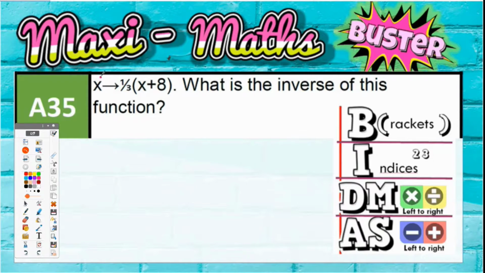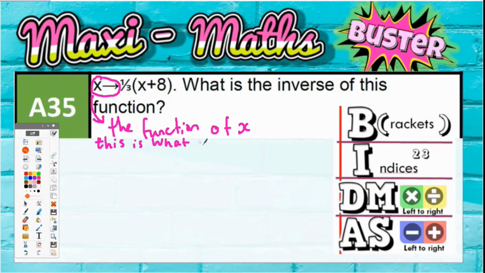Question 35. Remember, this x with an arrow basically means the function of x, and in maths, functions are basically operations that you do to a number. Well, this is what you do to x. So we better also say this is what you do to x. And if you then read it, so this is what you do to x.